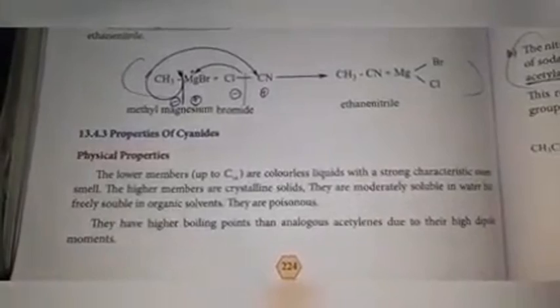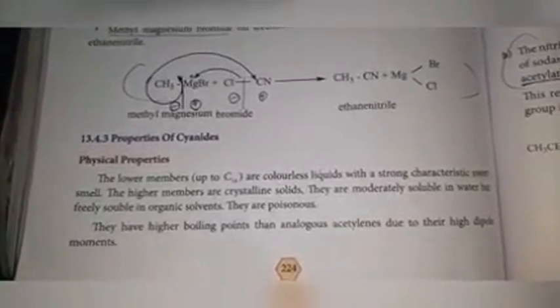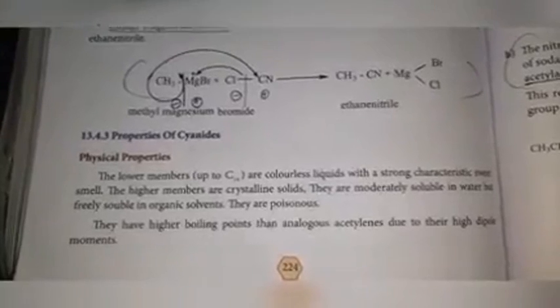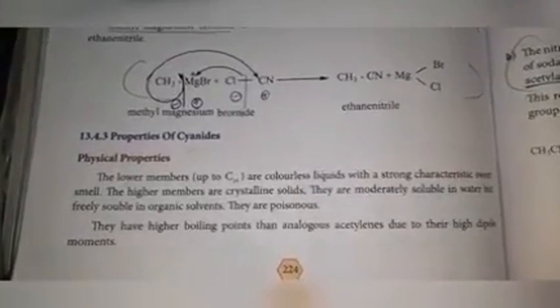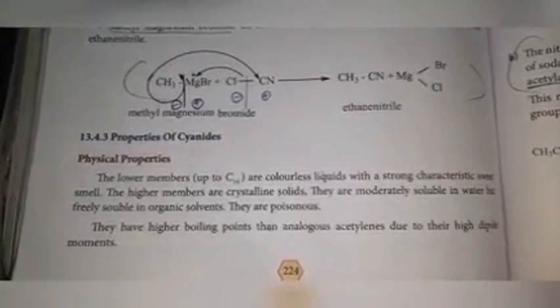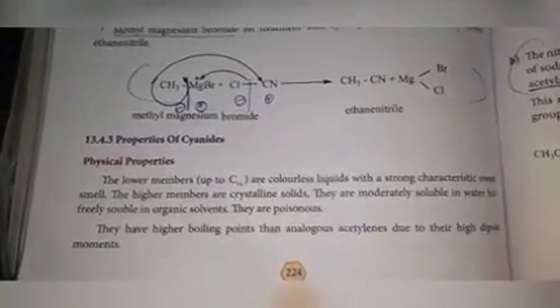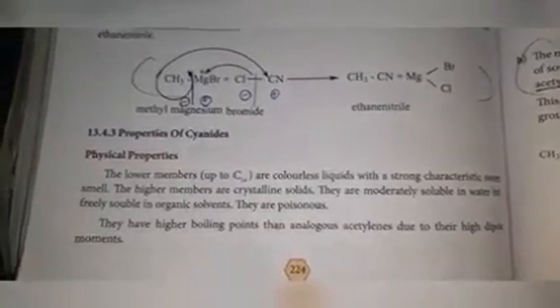The higher members, that is, more than 14 carbons, exist as crystalline solids. They are moderately soluble in water but freely soluble in organic solvent. Slightly soluble in water, that is a polar solvent, and freely soluble in organic solvent. And they are poisonous.